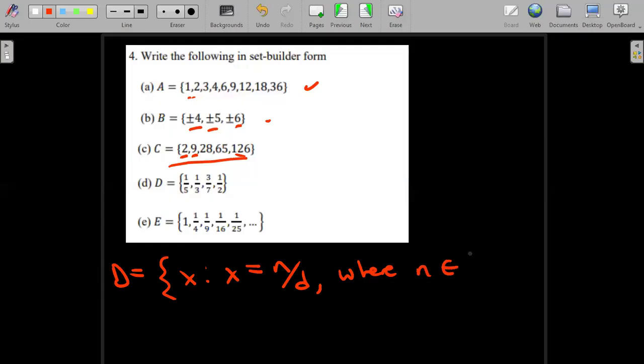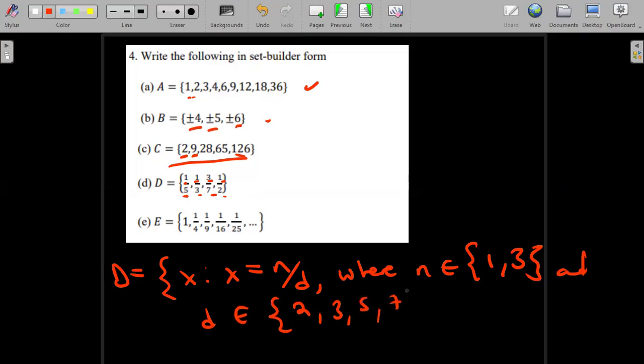n is taking up which values? On top here, as you can see, the values that n is taking up, there's only 1, 2, 3, and what? And 1. So n can just take up values 1 and 3. That's on top. And down there, D is a member of the set, and what numbers are being taken down in the denominator? There's 5, 3, 7, and what? And 2. So you write 2, 3, 5, and 7. This here is going to be your set.